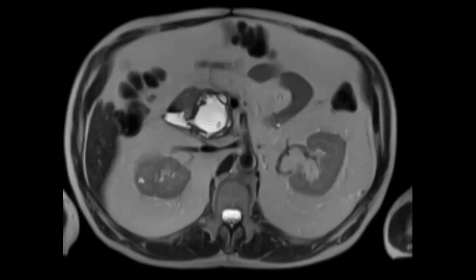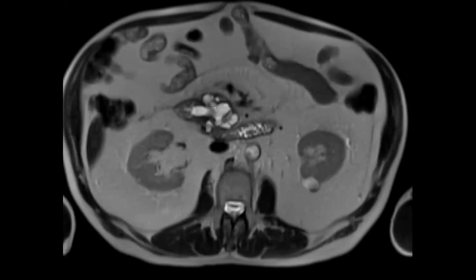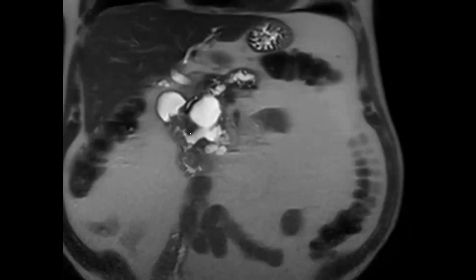You can see that there's this big dilation here, and then it goes all the way to the ampulla. So this would be that fish mouth appearance on EGD with a bulging of the ampulla. I'll show you on coronal as well. So here you can see it going all the way to the ampulla, also with some dilated side branches.